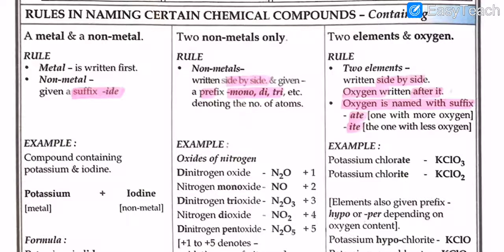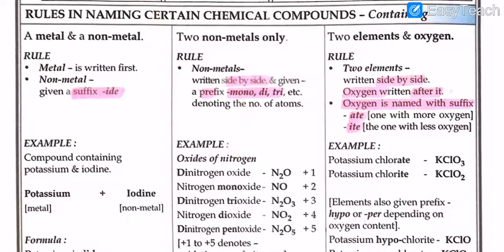So in this case, potassium and chlorine, they are two elements, right? But they also have oxygen. So the "ate" and "ite" represent that this compound has oxygen. Then elements are also given prefixes like hypo and per, depending on the oxygen content. So hypo is less, per is more, and these were your certain rules.